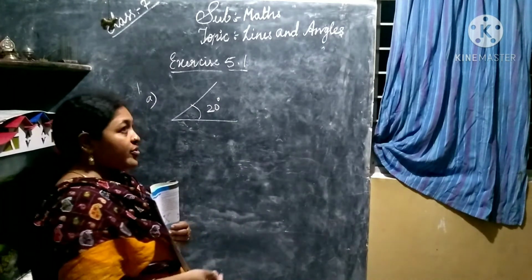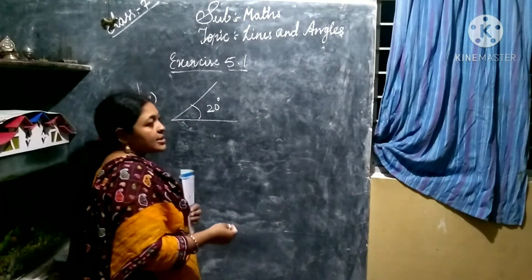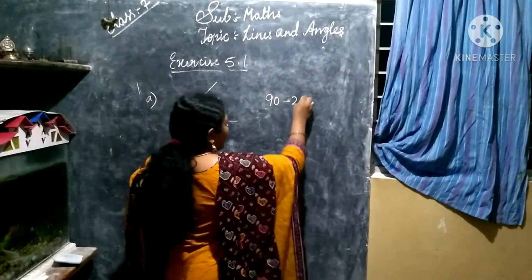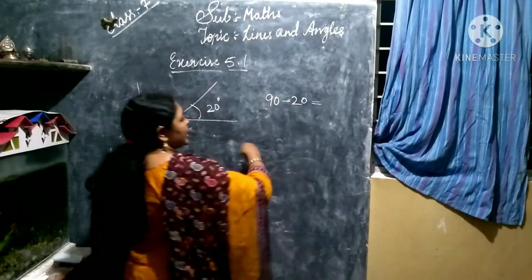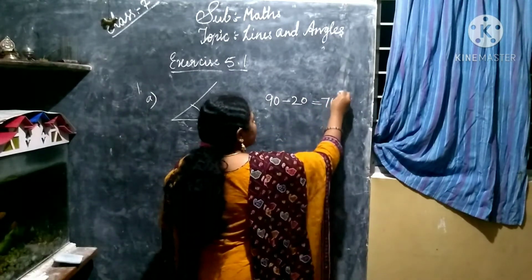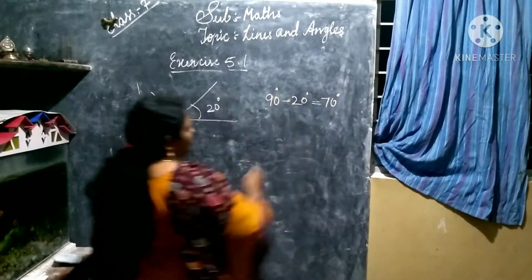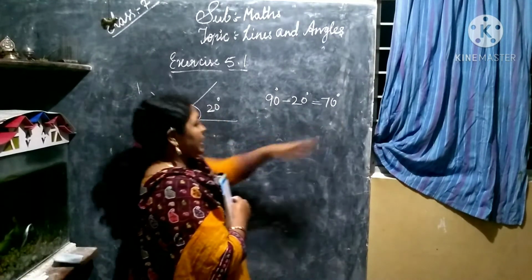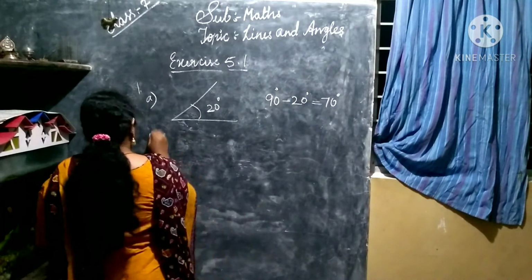What is a complementary angle? The sum of the angles is equal to 90 degrees. So, already we have 20 degrees. Then what will be the other complement? Complement is 70 degrees. So, 90 minus this 20, you will get 70 there. So, let us look at the second one.